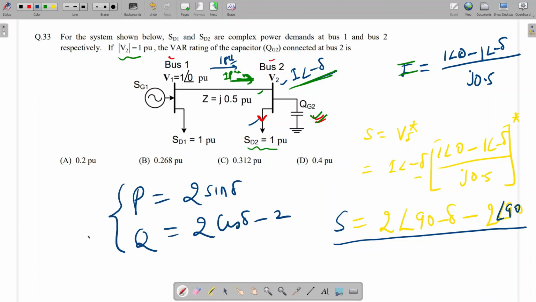Is it clear to all, these equations? Sir, can you repeat S equal to V I conjugate from that point?